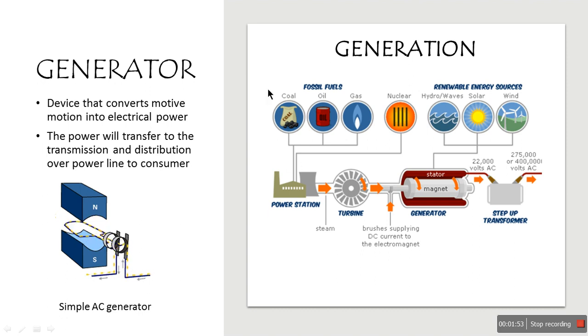Beside this is the generation. As we know, there are renewable and non-renewable energy sources. For non-renewable energy sources, there are four: coal, oil, gas, and nuclear. And for renewable energy sources: hydro or wave, solar, and wind. For non-renewable, the generation will go to the power station for processing, then to the turbine, then to the generator, and will be transferred to the transformer. For renewable, it will go directly to the generator and then to the transformer.